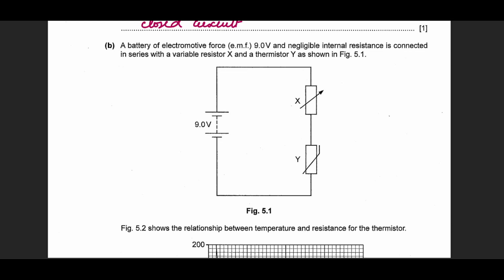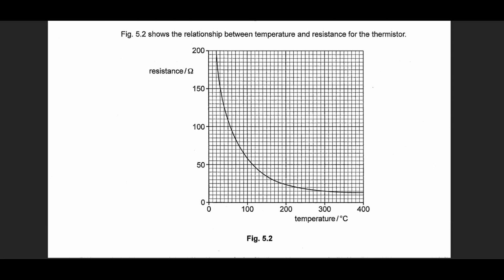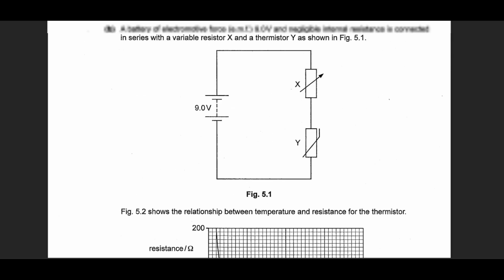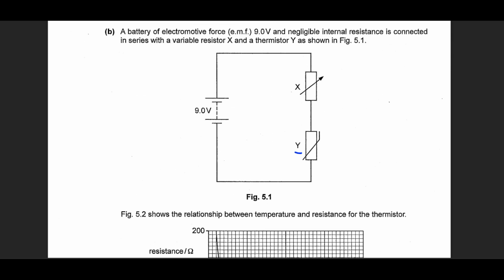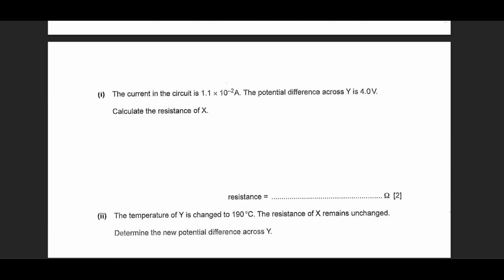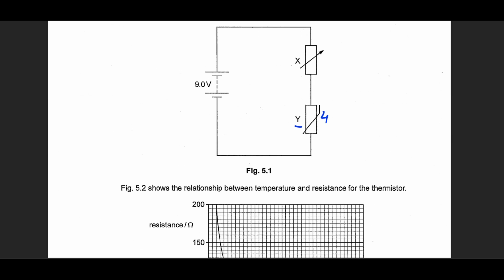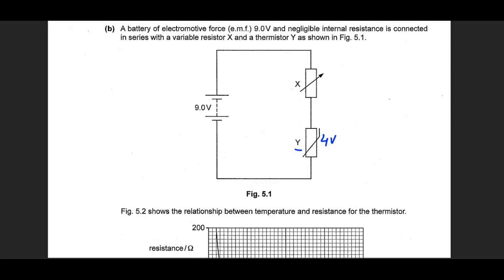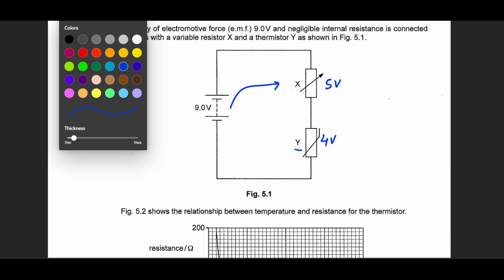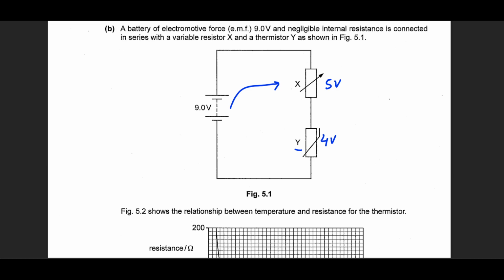All right, so the next part is, he says that we have a component X and Y. They are connected to a 9-volt battery. It's a series circuit. And now we have a graph for the thermistor, which is Y. X is a variable resistor. We don't know about that. So the current in the circuit is 1.1. The potential difference across Y is 4. So Y is consuming 4 volts. So by the series circuit, we understand that 5 volts will be used by X, because it's a potential divider circuit. The voltage divides in a series circuit, right?